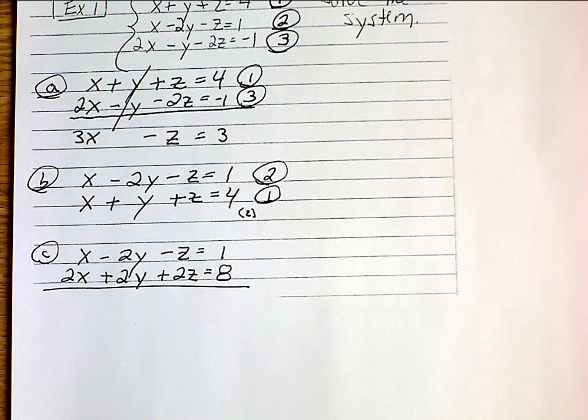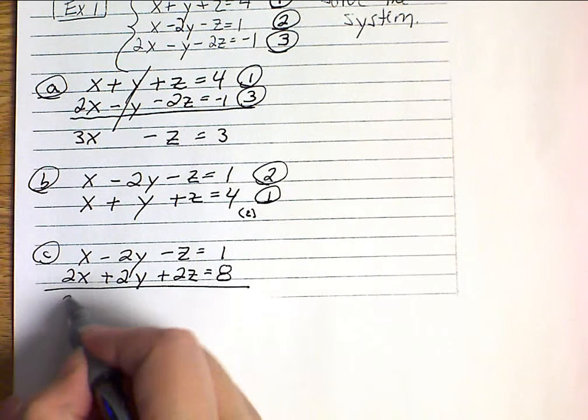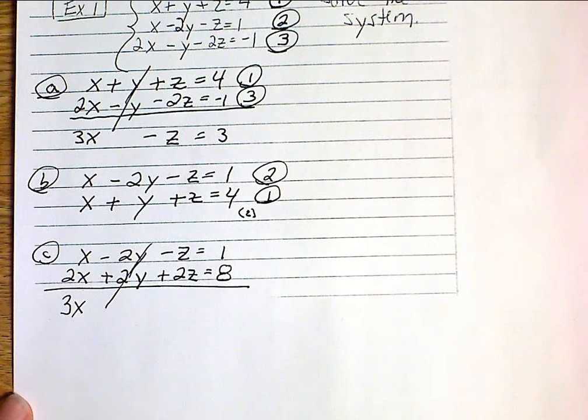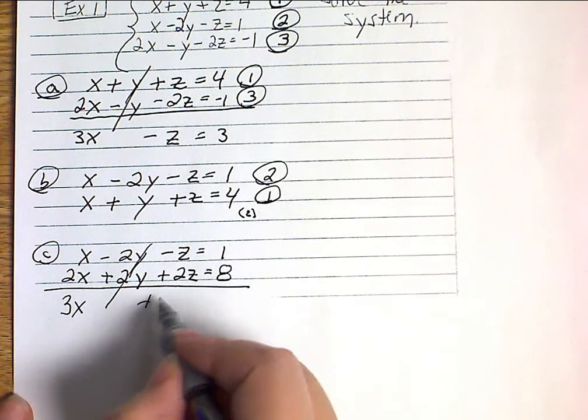What's my next step? Then add down. Add them together. So I have 3x, my y's cancel out, plus z plus z, equals 9.